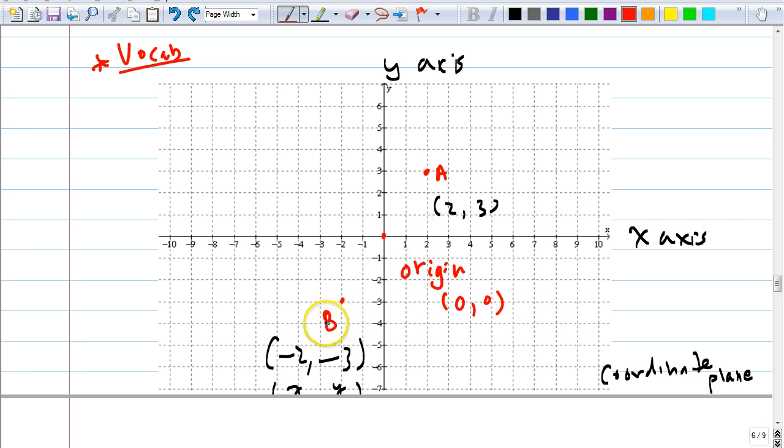In order to get the ordered pair for B, you have to start at the origin and go left or right first, because that's the x comma y. X is left 2, that's why it's negative 2. Down 3, so that's why it's negative 3. You guys all remember this? Yeah. All right. Good. Okay, so write it down.